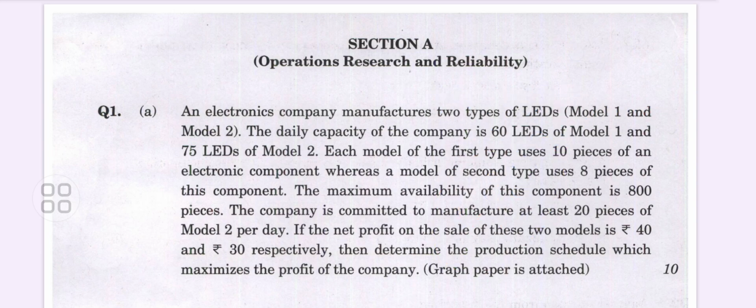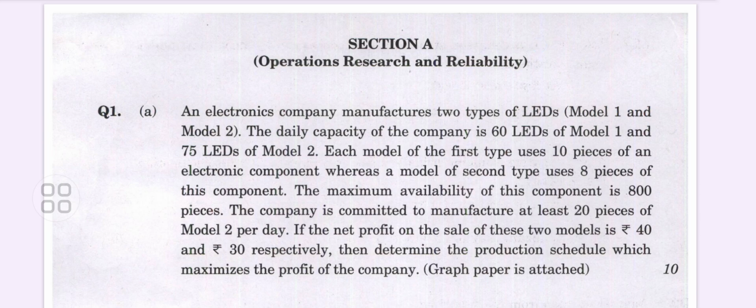An electronics company manufactures two types of LED, model 1 and model 2, and the daily capacity of the company is 60 LEDs of model 1 and 75 LEDs of model 2. Each model of the first type uses 10 pieces of an electronic component, whereas a model of the second type uses 8 pieces of this component, and the maximum availability of this component is 800 pieces. The company is committed to manufacture at least 20 pieces of model 2 per day. If the net profit on the sale of these two models is rupees 40 and rupees 30 respectively, then we have to determine the production schedule which maximizes the profit of the company.